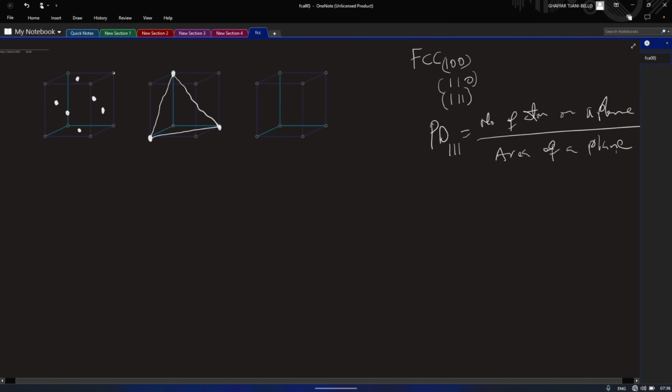Alright guys, welcome back. So we're going to be looking for the planar density for FCC structure with plane 111. So first off, we need to know the formula for planar density, which is number of atoms on a plane over area of a plane. So first off, we are looking at FCC and we are being given the coordinate of our plane as 111.